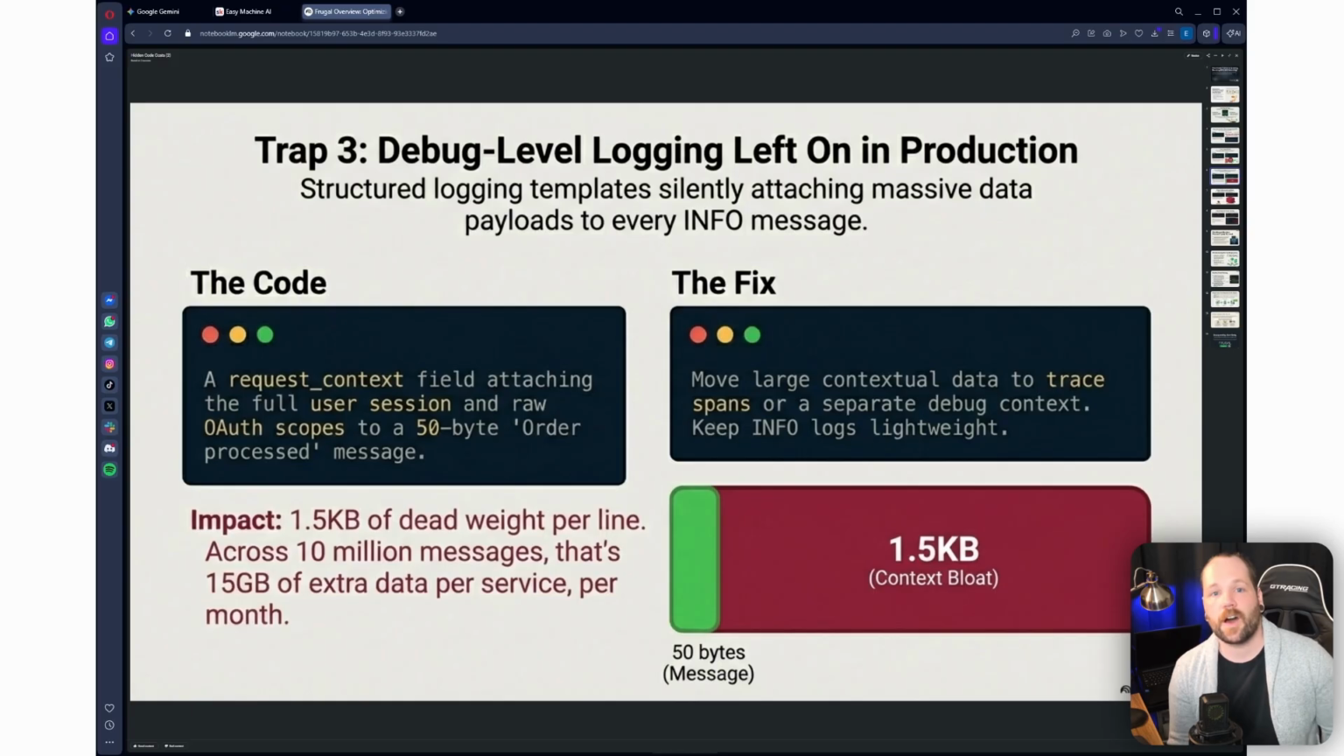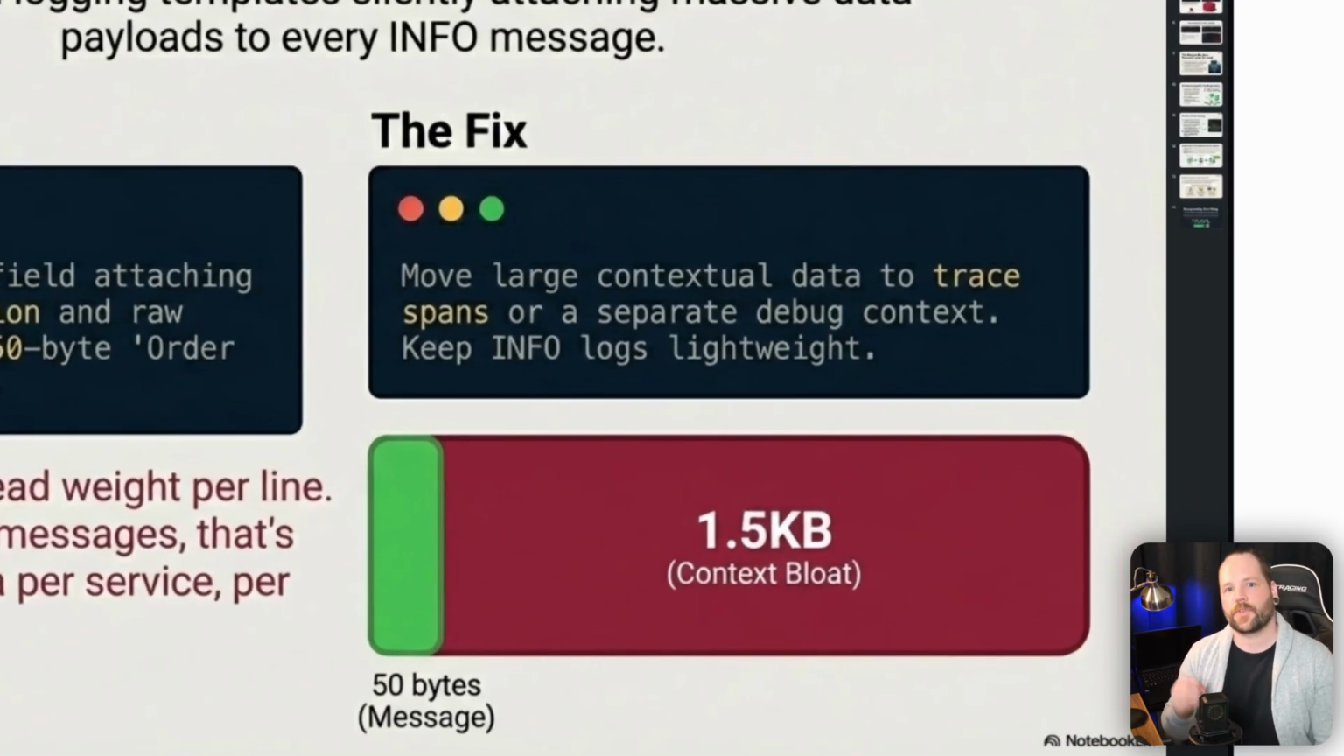So to fix this, you need to audit your structured log templates. You need to ask for every field, does anybody even query this? And if the answer is no, it doesn't belong in your log message. The same applies to OAuth scopes, session objects, or the raw request headers. These belong in trace spans or a dedicated debug context, not stamped on every info message. Frugal detects bloated log templates by comparing the size of the context field against the actual message and flagging templates where the context outweighs the message by 3 times or more.